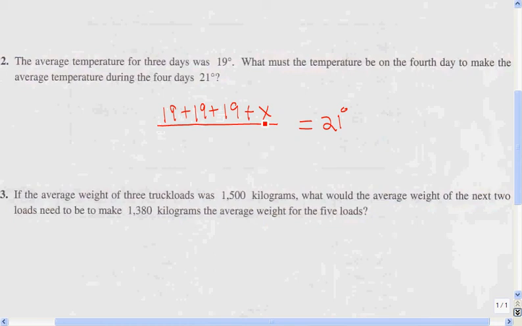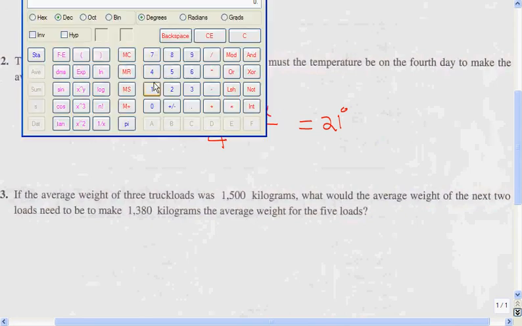We don't know what the temperature for the fourth day needs to be for us to get 21 degrees. To get an average, what we do is you add up all the terms and then you divide by the number of terms. So here we have 1, 2, 3, 4 terms. So we're going to add those up and then divide by 4. And that'll give us the average. So 19 plus 19 plus 19, I don't know what that is. Let's see. 19 plus 19 plus 19 equals 57.